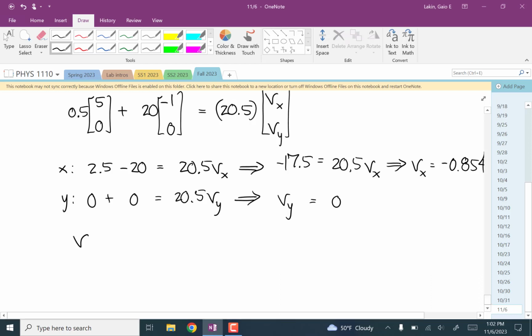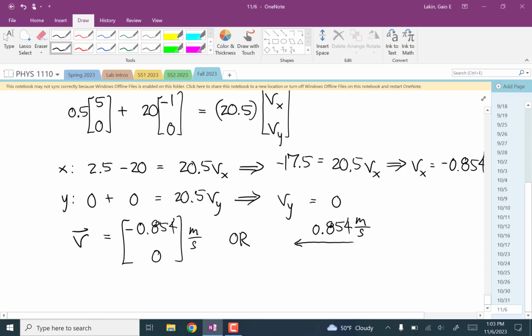And so the velocity vector after the collision is negative 0.854, 0 for y. Or in other words, the system is moving this direction, the direction the kid was moving before, just a little bit slower now, 0.854 meters per second to the left. Any questions about that?